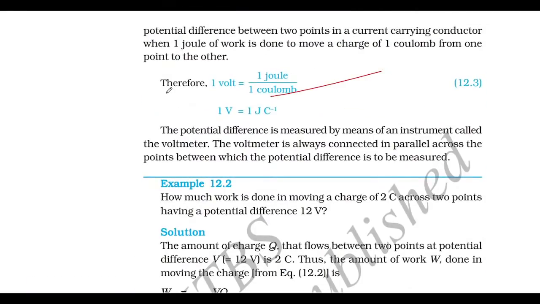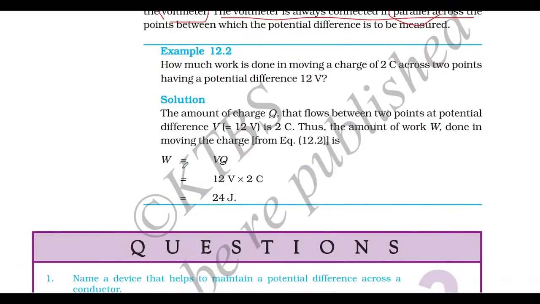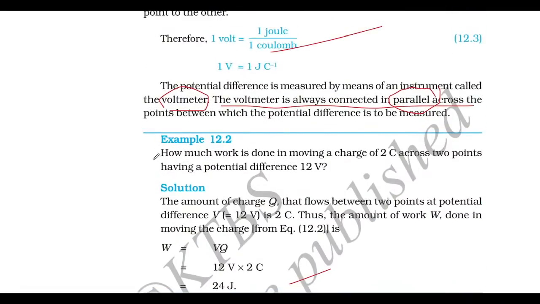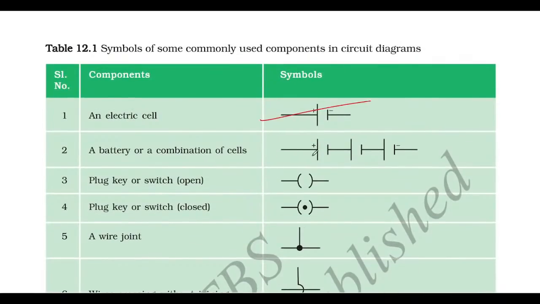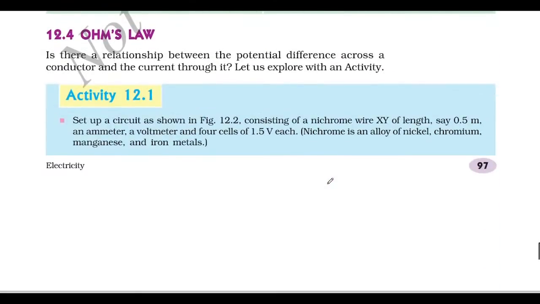And the unit of potential difference. Definition of 1 volt will be asked in the examination, so give importance to the units and definitions of potential difference, unit of potential difference, and also 1 volt. And how is the voltmeter connected? Voltmeter is always connected in parallel. How is the ammeter connected? Ammeter is always connected in series, right? 1 mark problem, 12.2, check it out. And the circuit symbols will be asked for a 1 mark question.